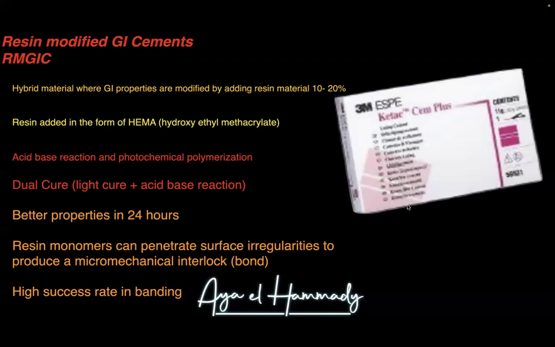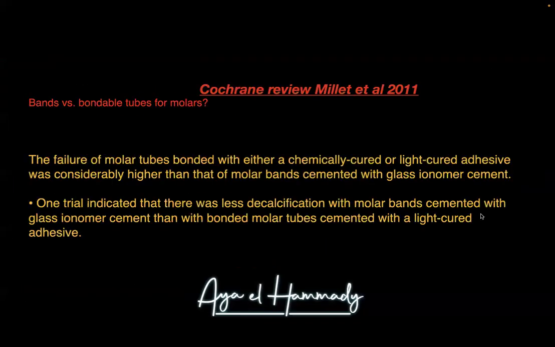I don't have any recurrence of debonding of this appliance, and it is also good in moisture control. The glass ionomer has poor quality in moisture control, right? The only problem here is that it doesn't release a huge amount of fluoride like the glass ionomer.